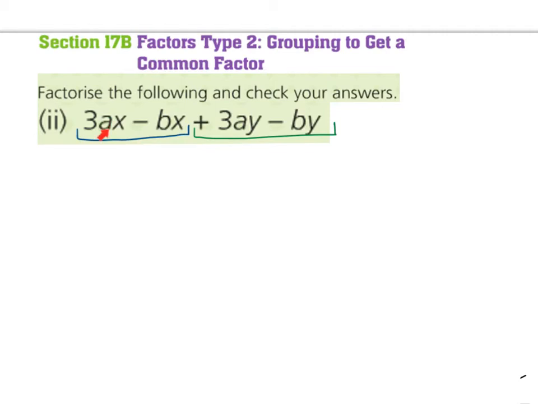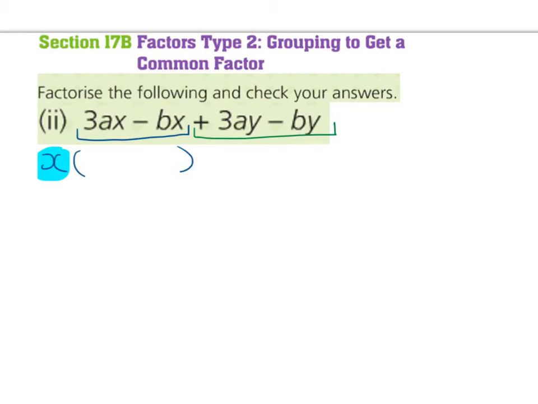So 3ax minus bx, we see an x is common to both of those, so they can be factorized. And then 3ay minus by, we see a y is common to both of those, so they can be factorized. So let's start with the first two terms. So x is going to be our HCF. So we have x, and then we have an empty set of brackets.